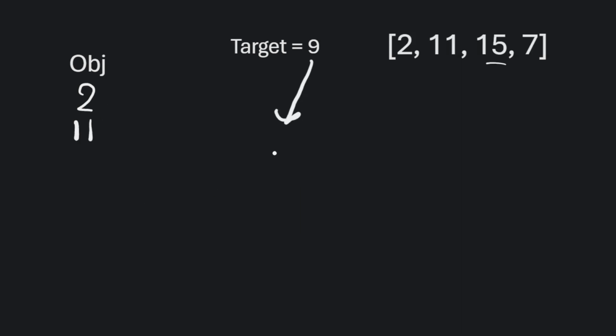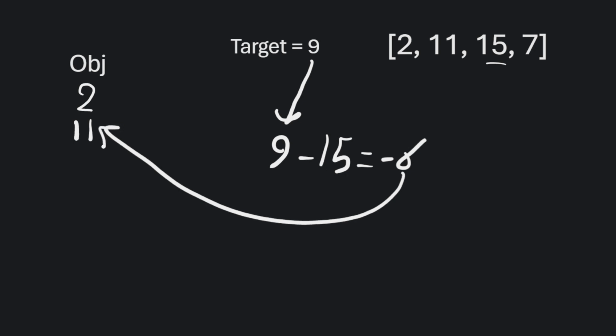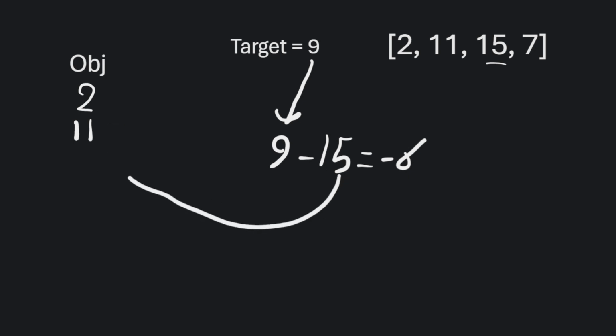Now we move to the next one. We bring 9, which is the target number, minus 15, which is the current number. It equals negative 6. Do we have this in our object? No. Alright, instead store the current number in our object, which is 15.